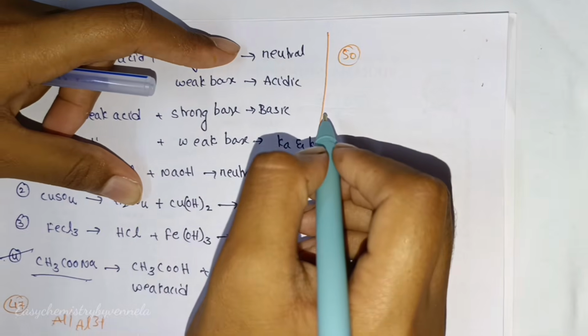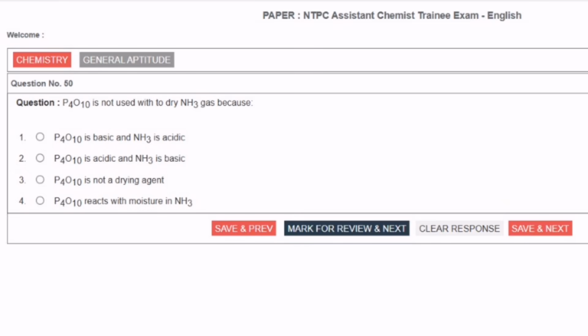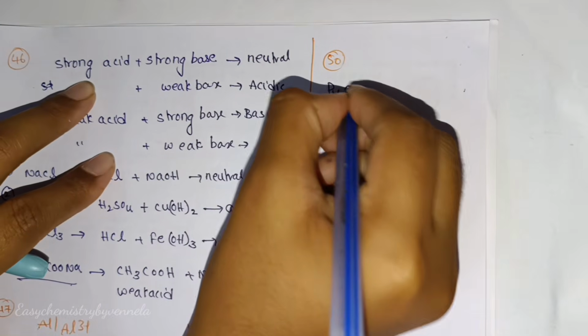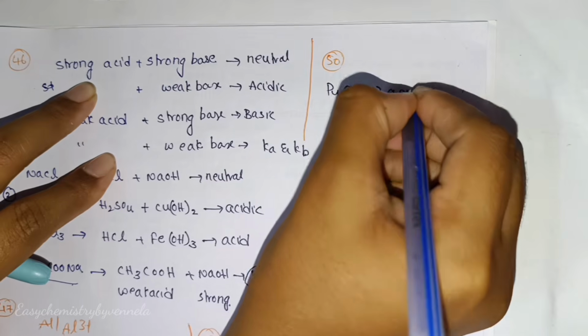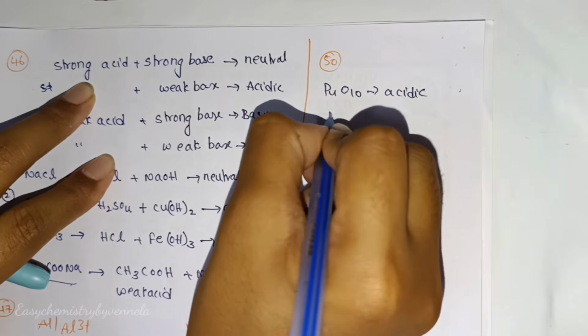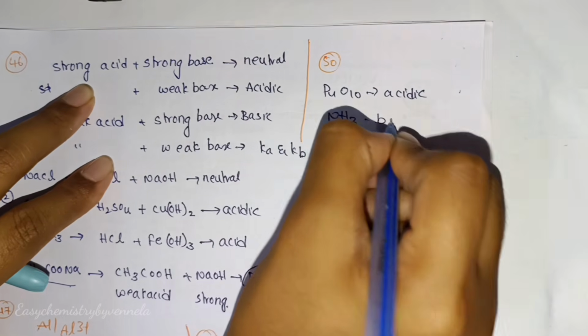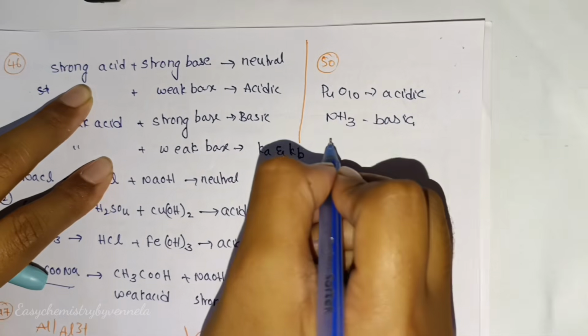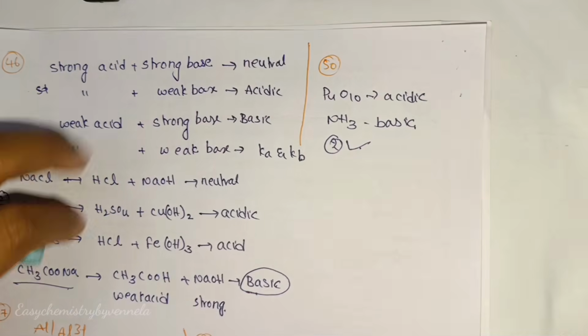Next question. P4O10 is not used to dry ammonia gas because P4O10 is acidic and NH3 is basic. So in this, the correct option is the second one.